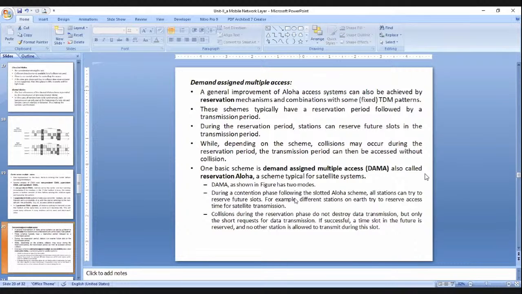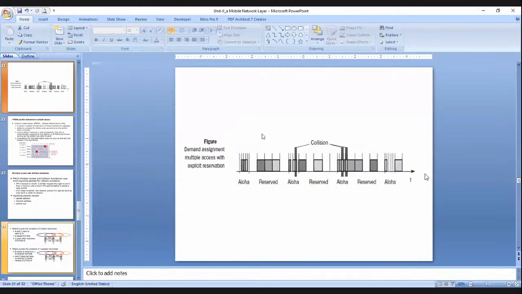One basic scheme is demand assigned multiple access, also called reservation Aloha, a scheme typical for satellite systems. So in satellite systems, they would go with this DAMA or reservation Aloha. Whether it was given in a diagram, let's have a look. It is a demand-based multiple access, so you have some reservation which was allotted, and as per the reservation, you need to transmit.